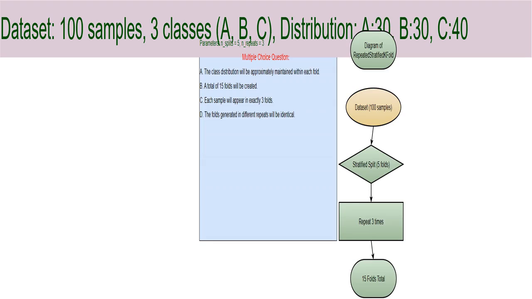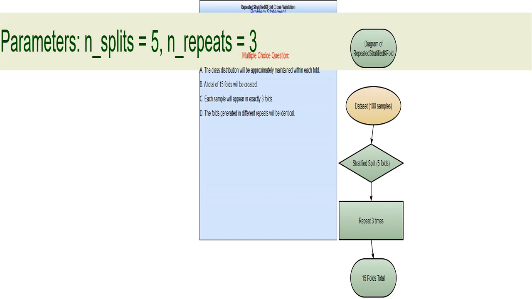This describes the dataset. It's like having 100 different items, 30 each of type A and type B, and 40 of type C. I will use this distribution to answer multiple choice questions on how RepeatedStratifiedKFold works with this data. These are settings for my RepeatedStratifiedKFold. n_splits equals 5 means I'll split the data into 5 folds in each repetition. n_repeats equals 3 means I'll repeat this splitting process 3 times, creating different sets of folds each time.